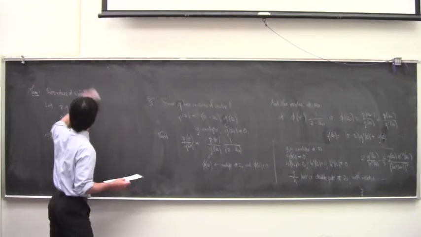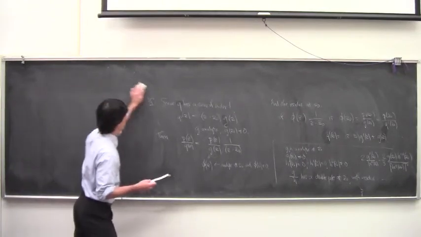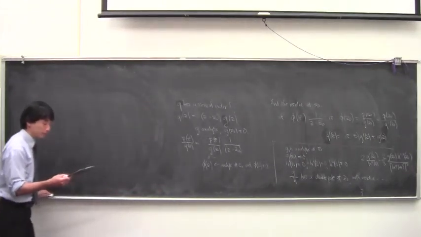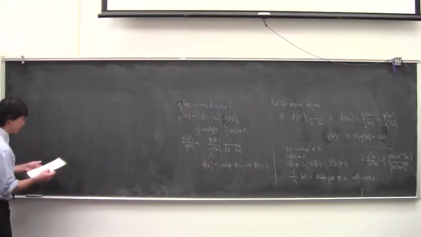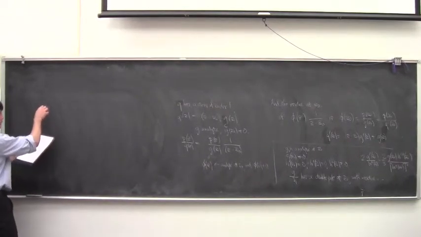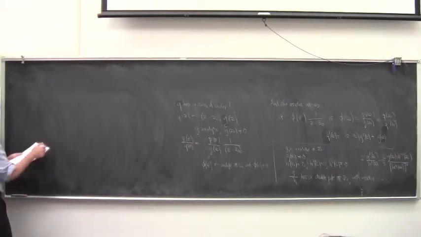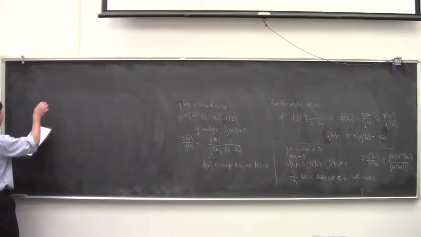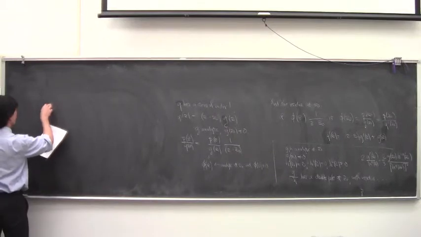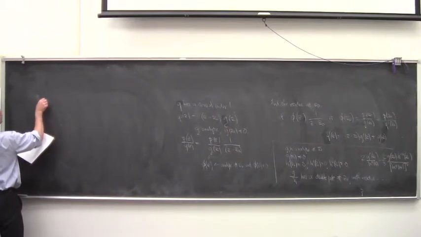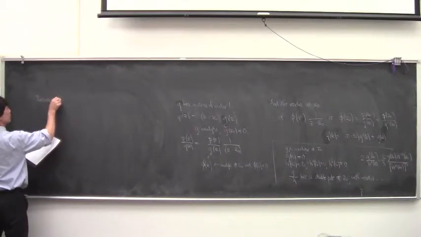I think instead of doing that, something that's simpler is to use the characterization of poles. So here's another way of calculating residues: residues of poles.